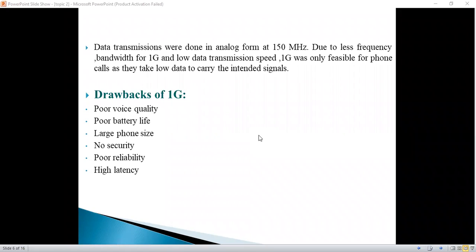The voice quality of 1G, its battery life, they were poor, because comparatively from the 0G they were better. But if we talk about the facilities that we have nowadays, they cannot meet up, right? The phone size was very large, okay. Security was not what we have nowadays, okay. They were not reliable. High latency means there was a delay. Latency actually means delay. If you are transmitting something at a certain point in time, it will not be received at the same time. So this is delay. This is called latency.